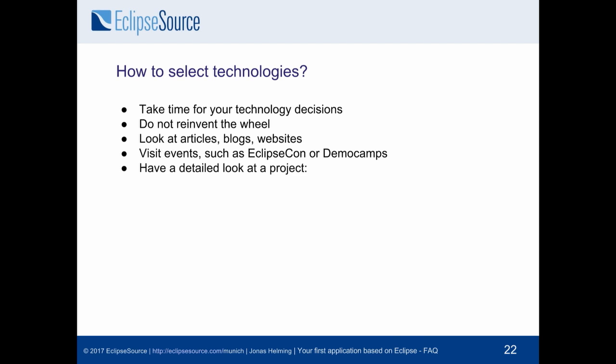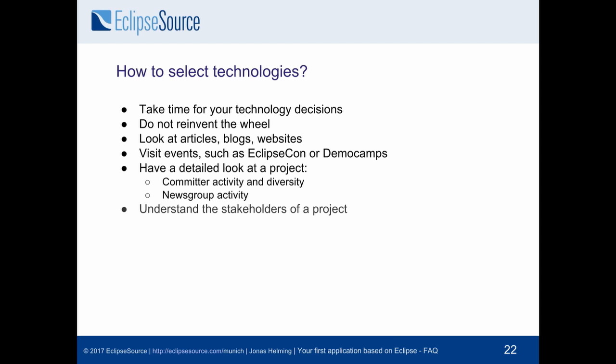So you should have a detailed look at the project. Who are the committers? So who is developing that? How diverse is the community? And what's their activity? Is it a project where the last commit is 5 years ago? Or is there a continuous maintenance? Same, you can check in the newsgroup. Newsgroup is the place to ask questions. And there you can actually see whether there are other people using the framework too. Or are you the only one?